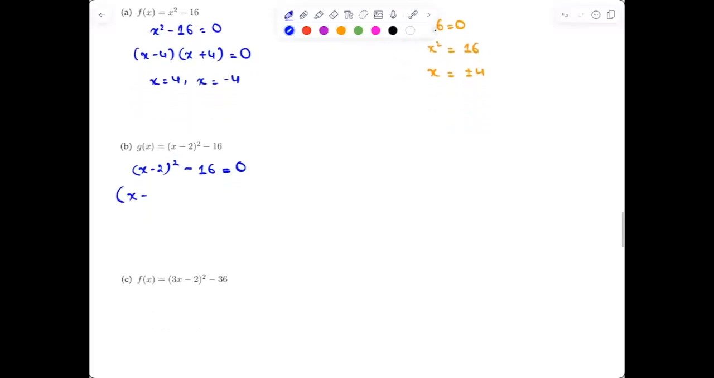All right, so let me cover the first method. So x minus 2 minus 4 times x minus 2 plus 4 equal to 0. Again, for this method, we factor using a difference of two squares. So here you get x minus 6 times x plus 2 equal to 0. So you get x equal to 6 or x equal to negative 2.